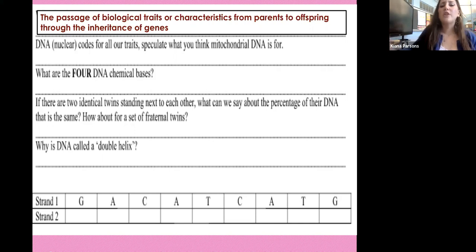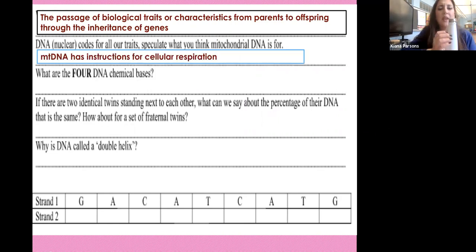DNA codes for all of our traits. Speculate what you think mitochondrial DNA is for. What is the mitochondrial DNA? Mitochondrial DNA has the instructions for cellular respiration, right? That's what's going on in the mitochondria. It's the powerhouse of the cell and it has its own DNA.